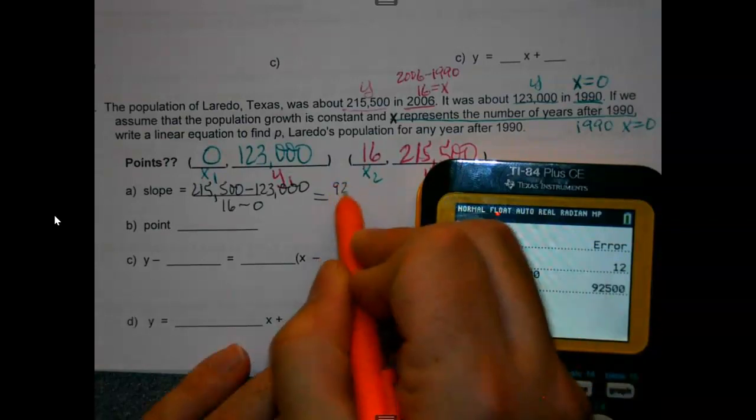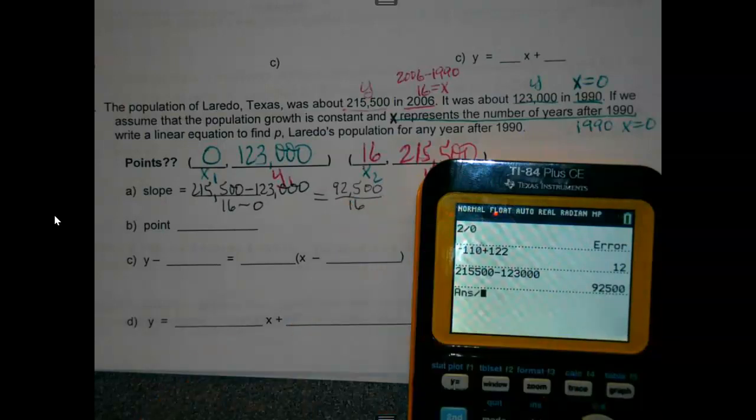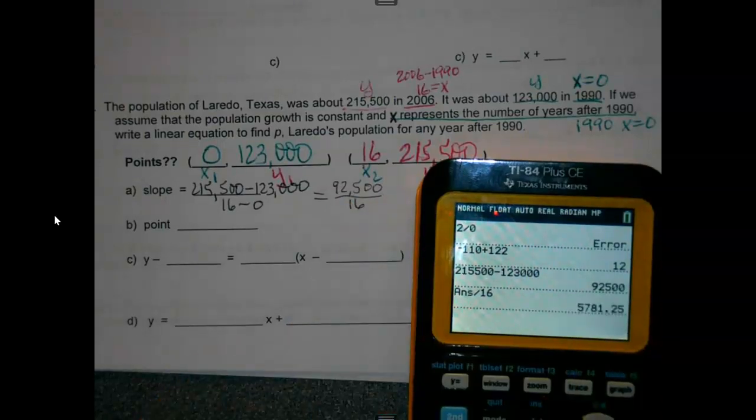So 92,500 divided by 16. Okay, this ought to be interesting. Ooh, decimals. You're like, okay, Hardy, so what do we do when it's a decimal? In an application problem, we can get away with it. That's not our best case scenario, but we can do this.